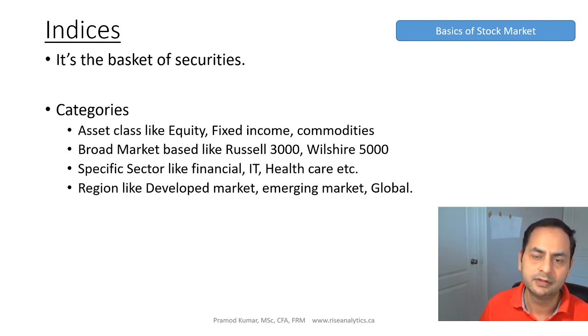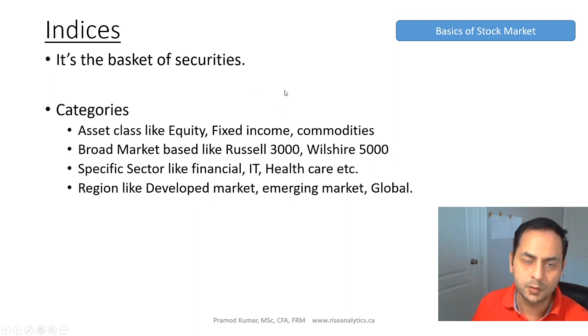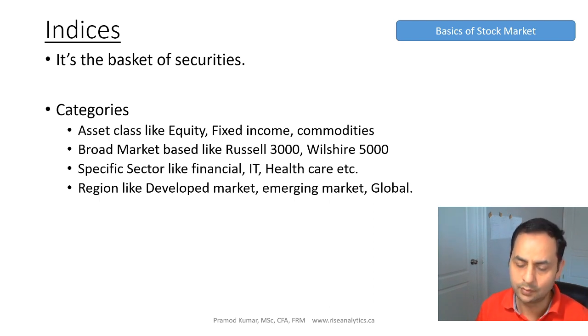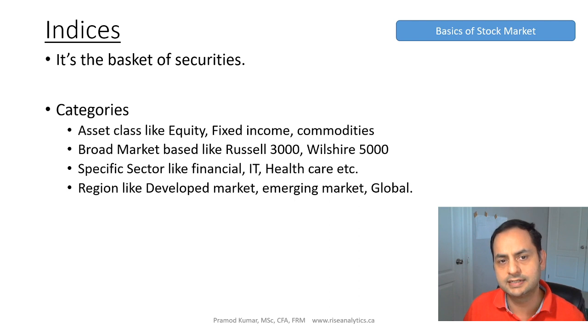It can be on the asset class: equities, fixed income, which is bonds, or commodities, which is copper, silver, or other metals, grain, livestock, different, right? They have their own indexes as well. Or it's a broad market index, for example the Russell 3000 or Wilshire. So these are the indexes.